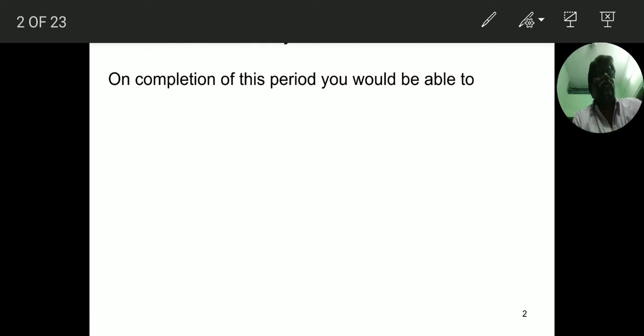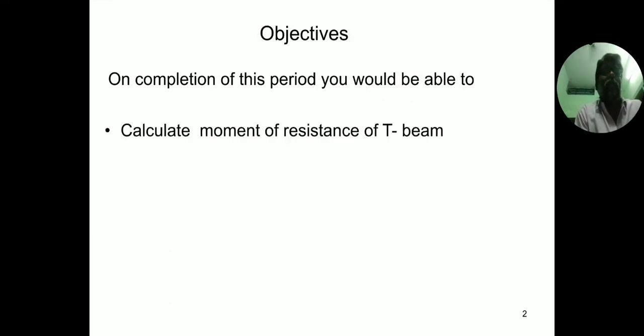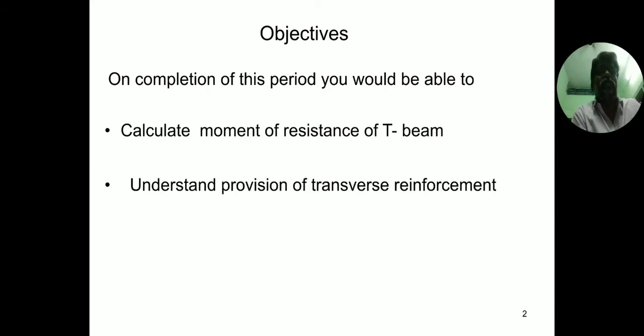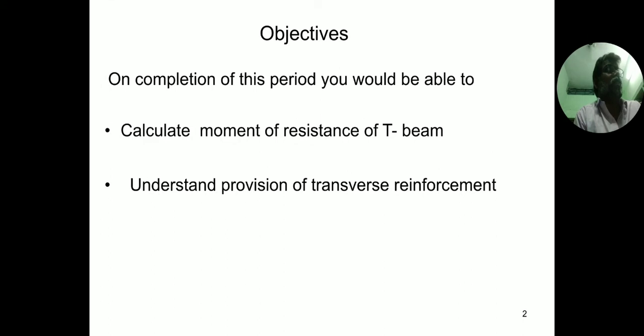This topic is reinforced concrete structure, calculation of moment of resistance of T-beams. Understand the provision of transverse reinforcement.